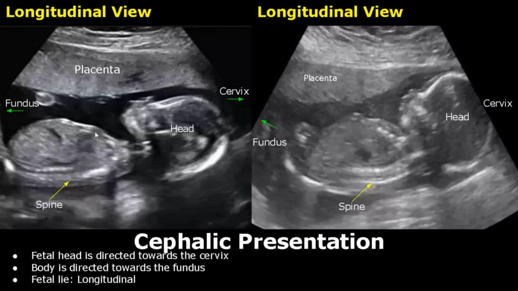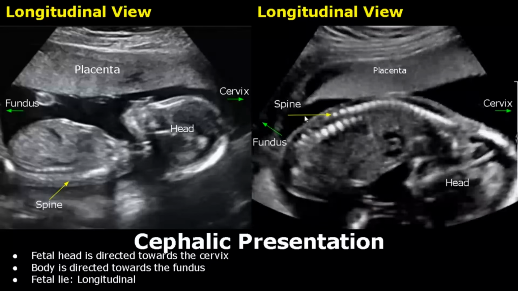The body is seen on the left side of the image in a longitudinal view. Fetal lie is the relationship between the long axis of the fetus and the mother's spine. In these images, a longitudinal view is taken. The fetus is also appearing longitudinally inside the uterus. So this is a longitudinal lie. The fetal spine is oriented parallel to the mother's spine.